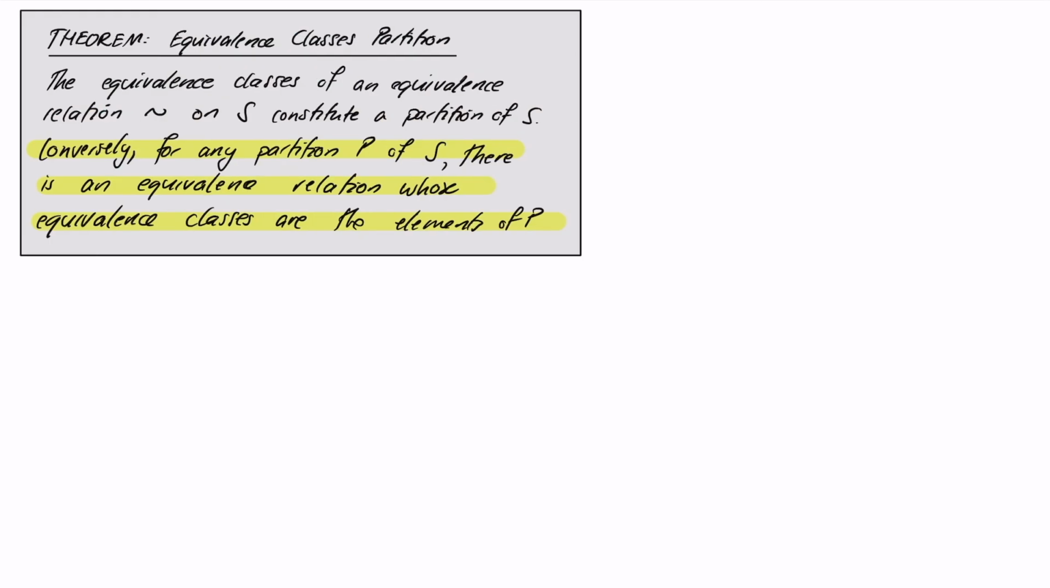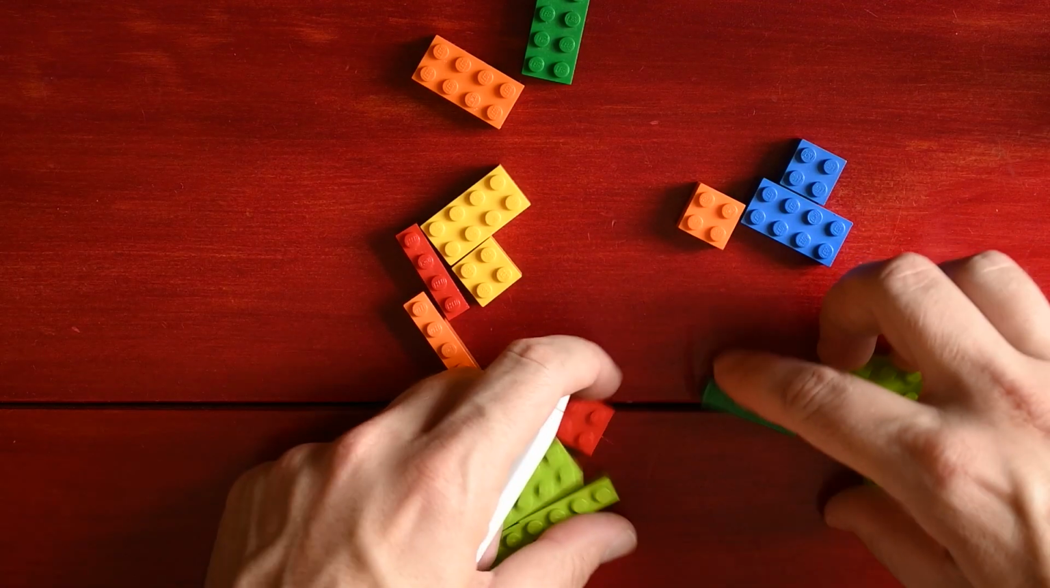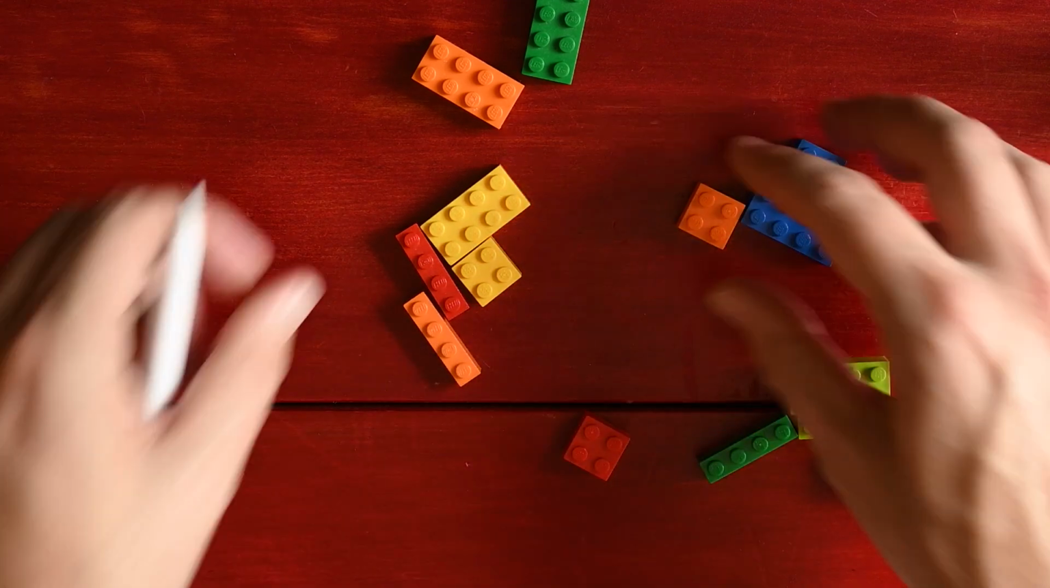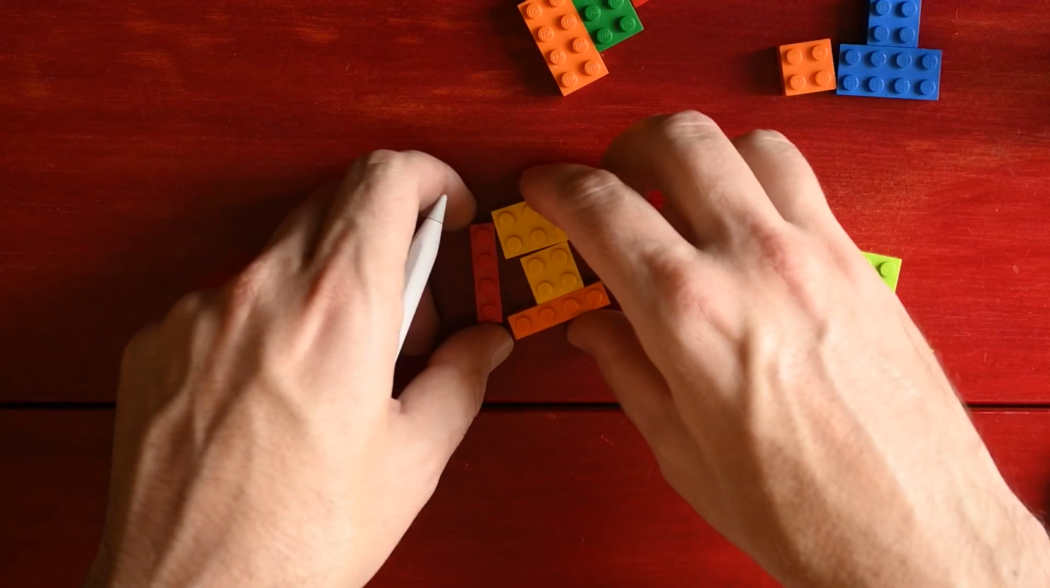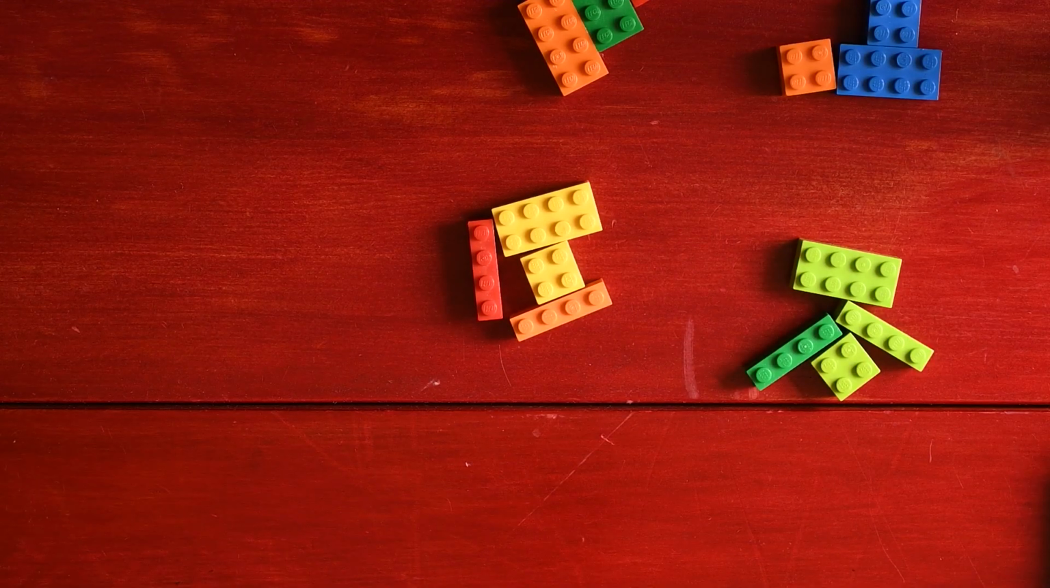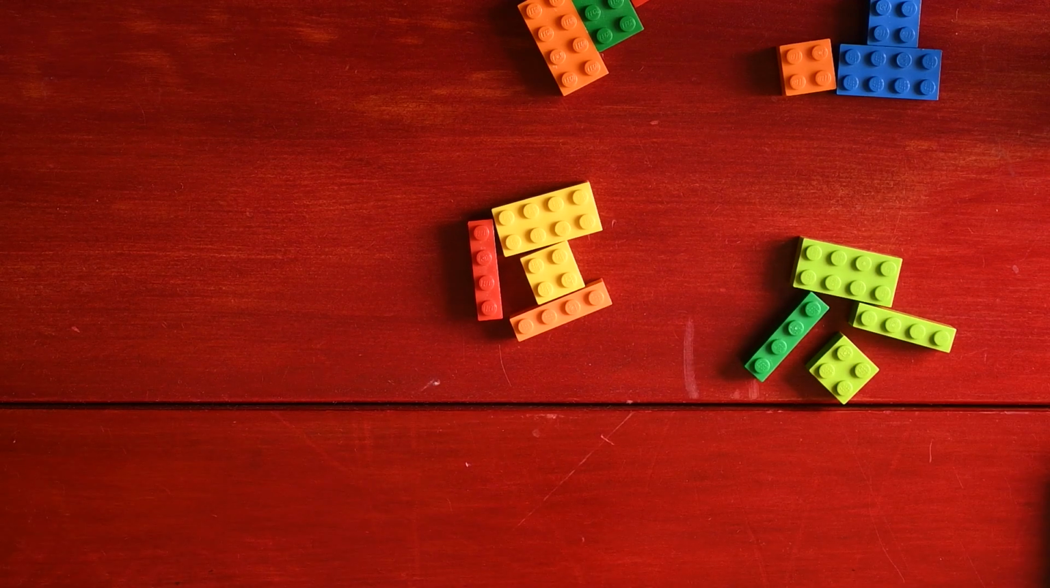Okay, what about the second part of the theorem? The second part says for any partition P of S, there is an equivalence relation whose equivalence classes are the elements of P. Okay, this one's a bit weird. So if we've got a partition, let's just make up a partition of our set of bricks. Let's get rid of these ones, don't need them anymore. Here we go. Not a very interesting partition, but it is a partition. I've split it up into 4 pieces. Then the equivalence relation we want, we just define 2 bricks to be equivalent if they're in the same subset. That's all there is to it.